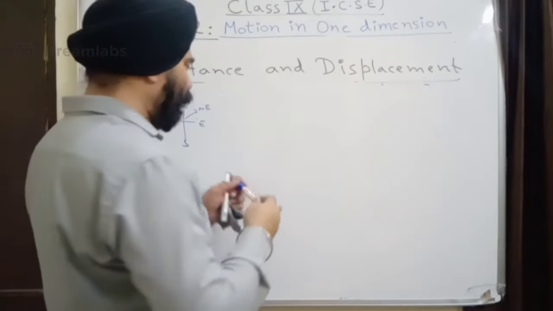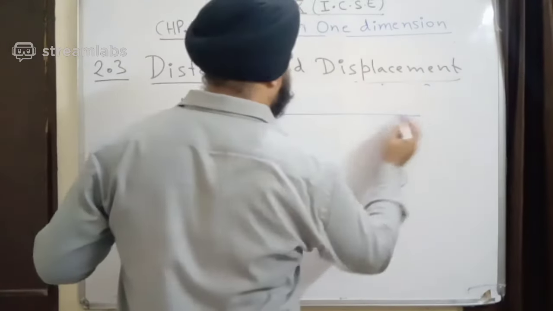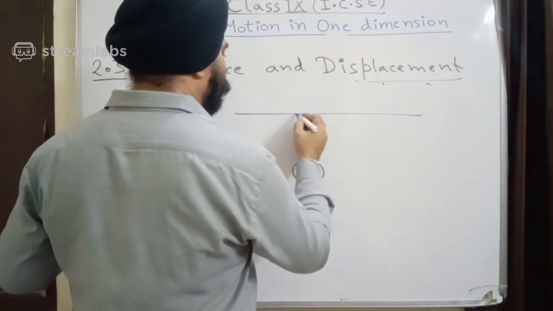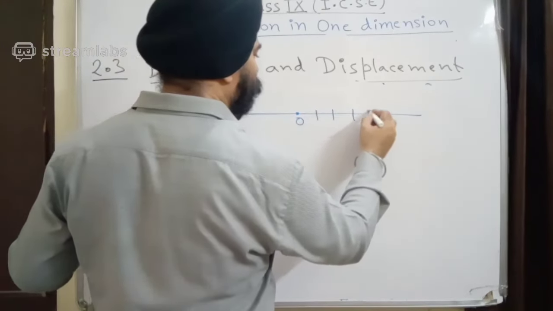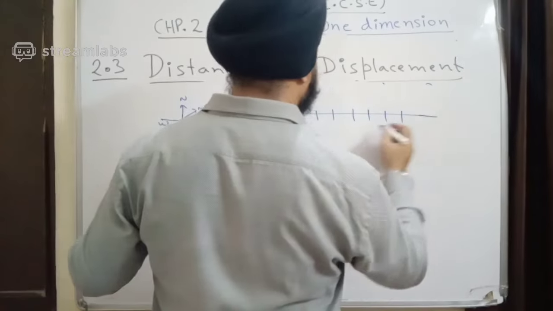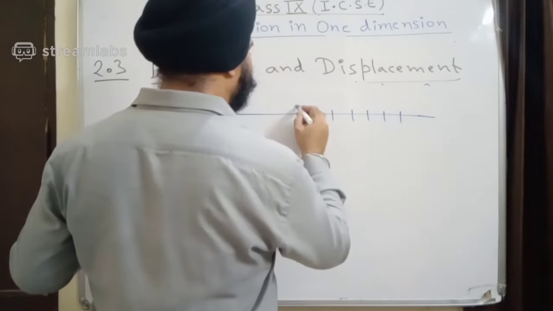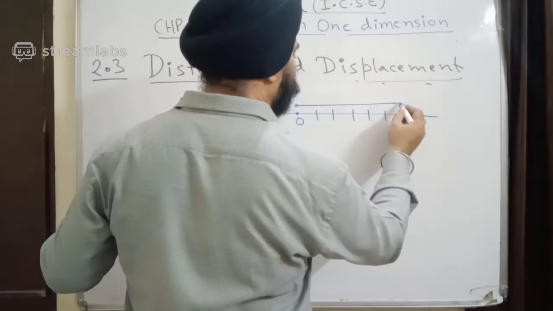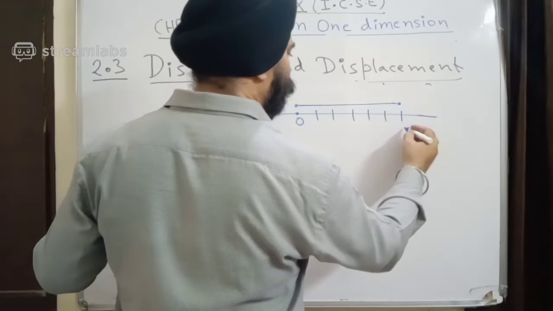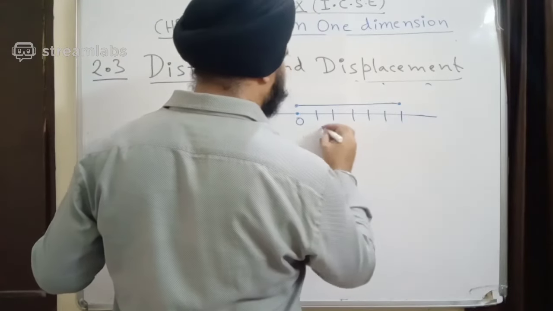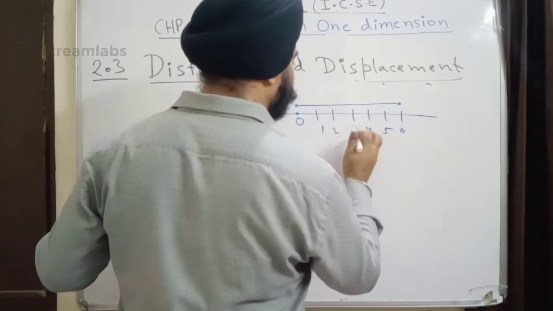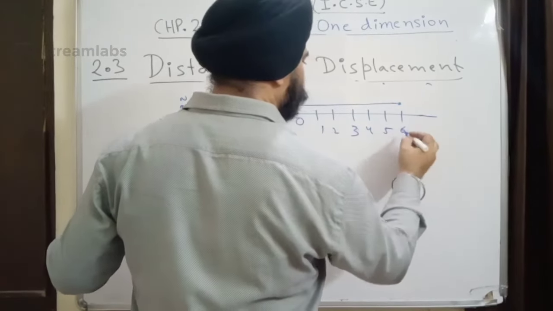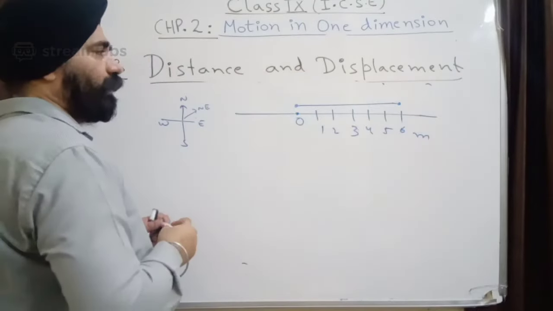Now I again have the horizontal axis, and I start from this point O. The body goes, I start from here and I stop over here. Each one of them is 1 meter. 1, 2, 3, 4, 5, 6, in meters.